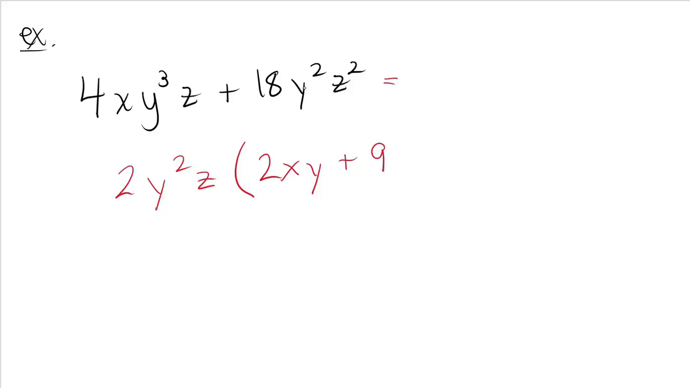I need a y squared, but that's exactly what I pulled out. I need 2 copies of z in the last term. I've only factored out 1, so I need 1 more. Close up the parentheses, and there's our factored form.